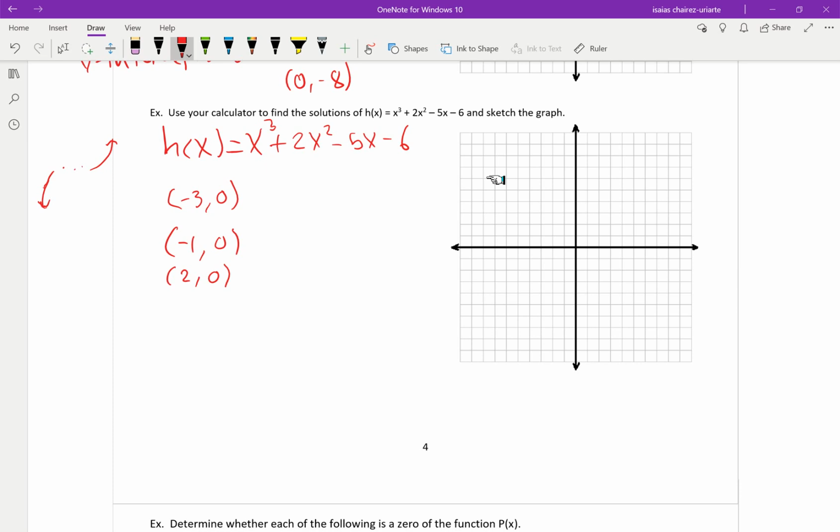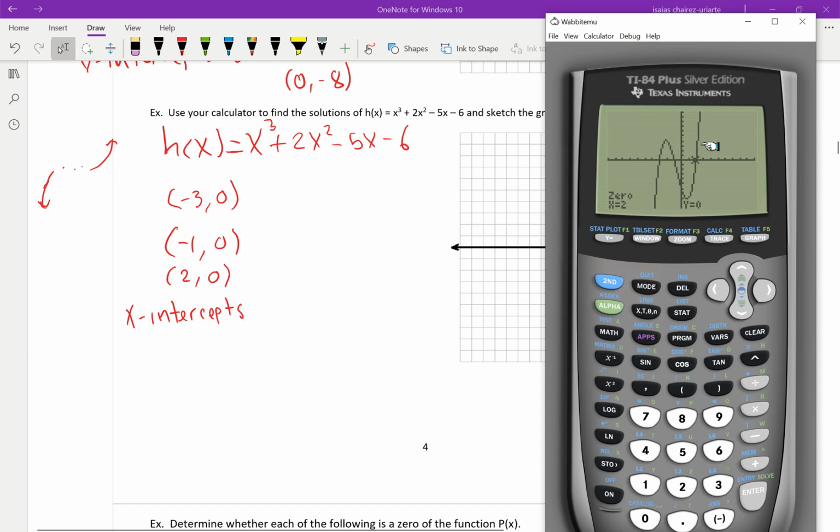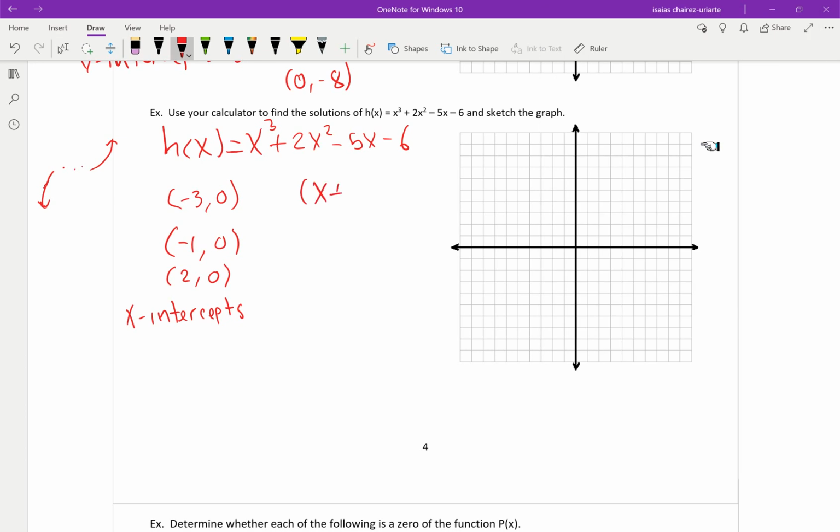What does that mean? So these are x-intercepts. And it turns out that if you know the x-intercepts of your polynomial, then you actually know the linear factors of the equation of your polynomial. So then look, what I'm going to say is the following here. I'm going to say x plus 3, x plus 1, and x minus 2. These are the linear factors.